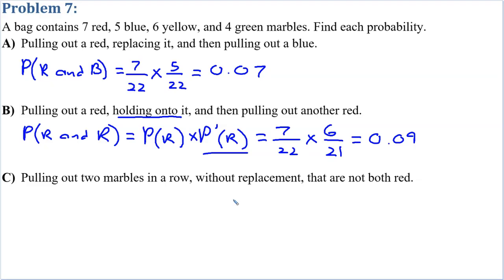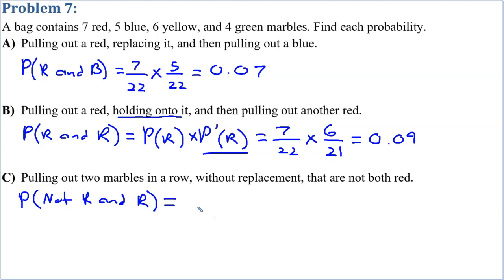All right, last one here, just another example, pulling out 2 marbles in a row without replacement that are both not red. So we could call that P of not red and not red. So in this case, we could have one red or the other red. We just don't want them both to not be red.